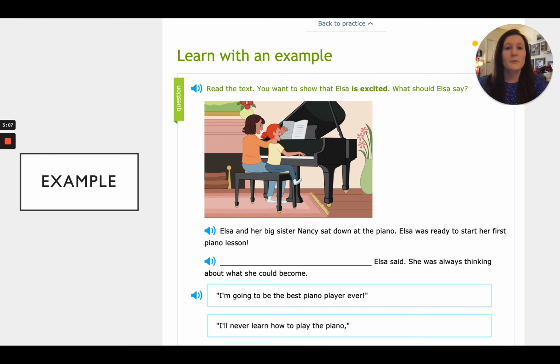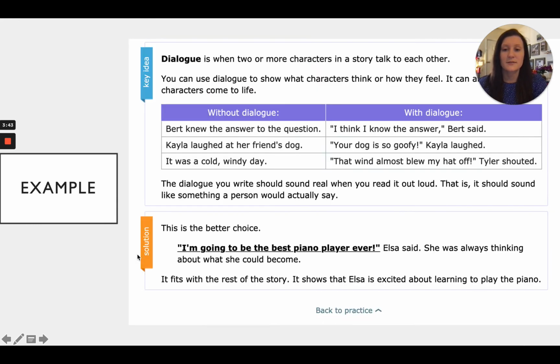So again, remember, we want excitement. Saying, I'll never learn how to play the piano does not show excitement. That shows negativity. So she's not being very positive in this sentence. Here it says, I'm going to be the best piano player ever! So that shows excitement, and we also see that with our punctuation with the exclamation mark. So we know that we would want to pick this first part to our sentence here in order to show excitement.